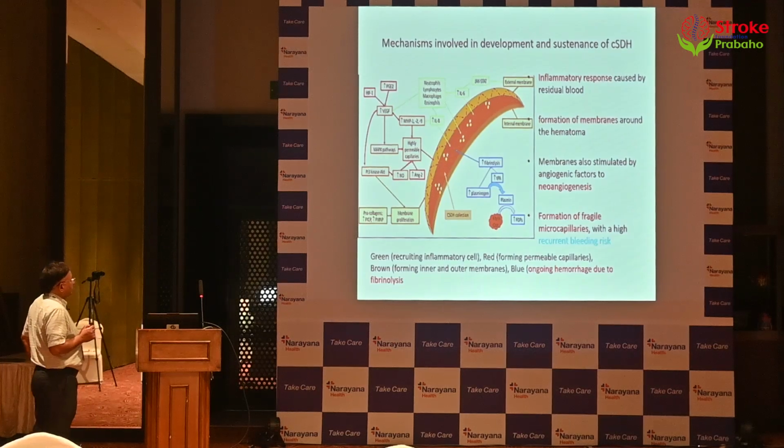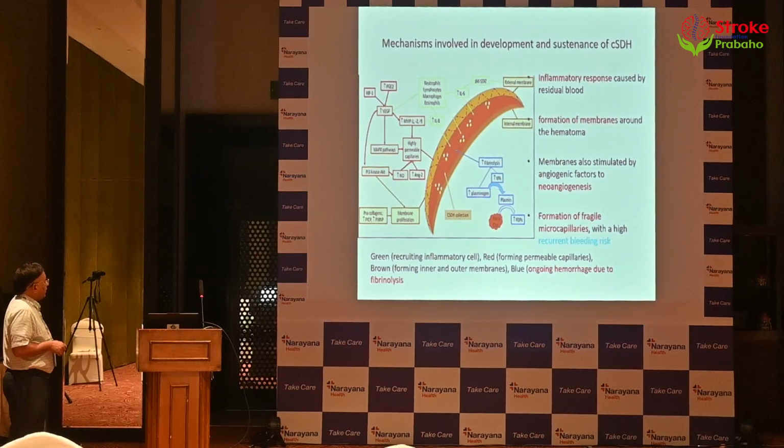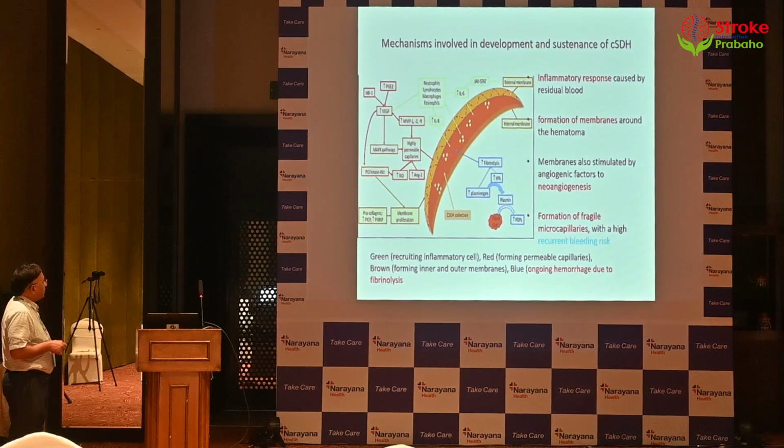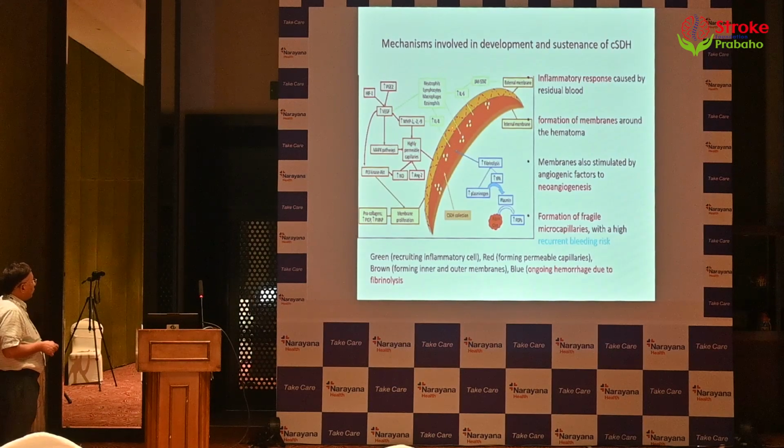When there is a subdural hematoma, there is a chain of reactions. This is a subdural hematoma, and around it there is an external membrane and an internal membrane. There is a lot of inflammatory response to the residual blood, mainly interleukin 6 and other factors. Along with it, there is formation of membrane around the hematoma, and a lot of neoangiogenesis takes place, mainly driven by VEGF and other factors.